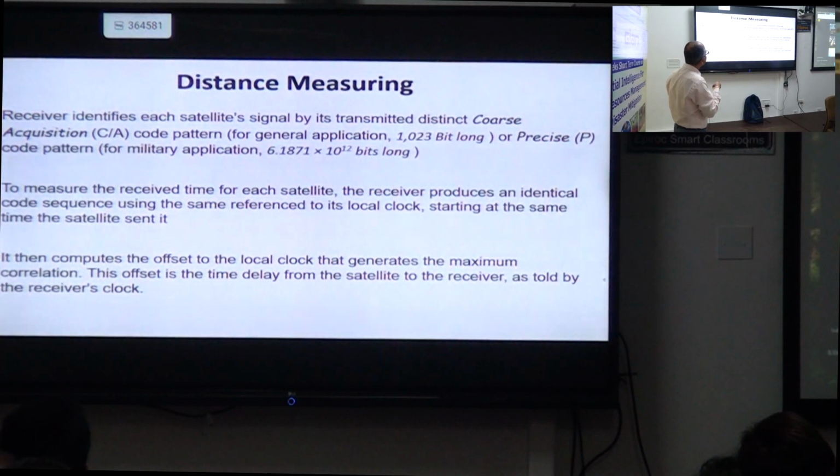For precise signals for military purposes, we use a very large number of bits, and for general use we use a slightly smaller number of bits. That is how we do it.